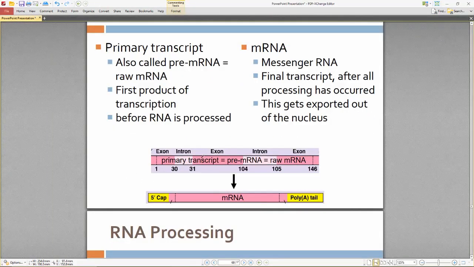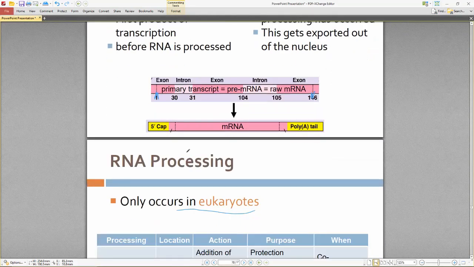mRNA is called messenger RNA, and this is the final transcript after all processing has occurred, and mRNA is what gets exported out of the nucleus. So for a little bit of a description here, this is your primary transcript from 1 all the way to position 146. Have you guys learned what exons and introns are? Probably not yet, right? This is just a diagram.